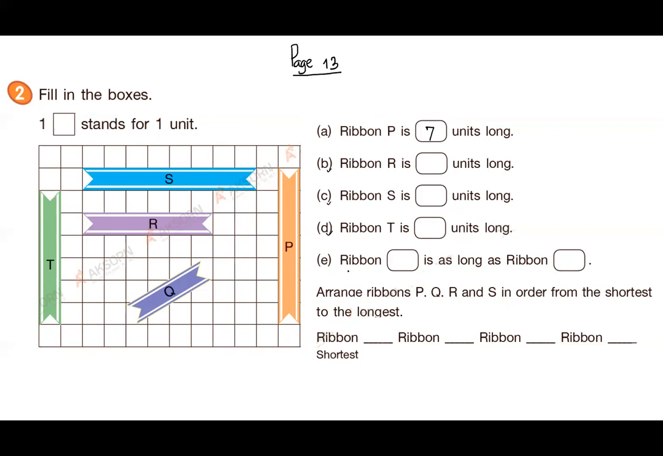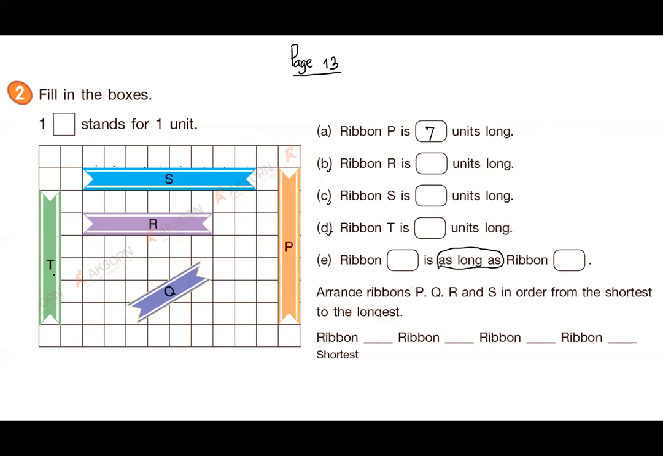Okay, now ribbon dash is as long as ribbon dash. When we say as long as, it means that these two ribbons have got the same length. So which two ribbons have got the same length? Yes. So look at ribbon P. Ribbon P has 7. What about ribbon S? 1, 2, 3, 4, 5, 6, 7, 8. No, that's not correct. S and P not correct.